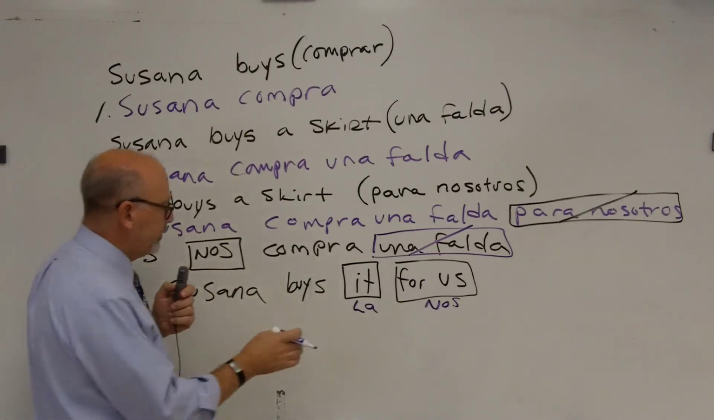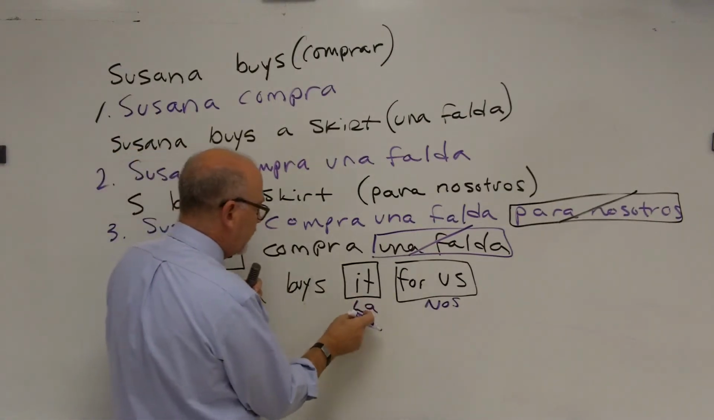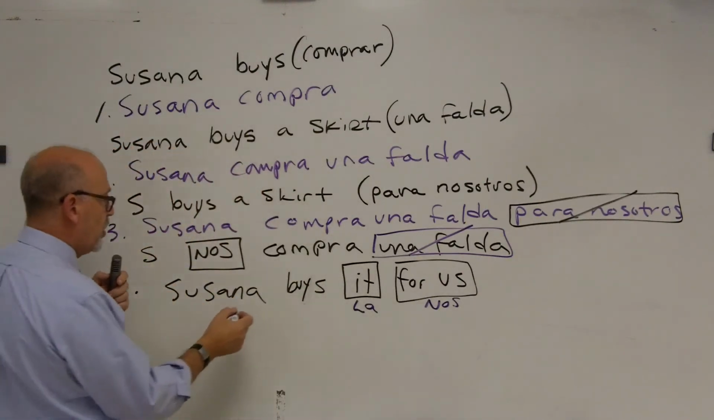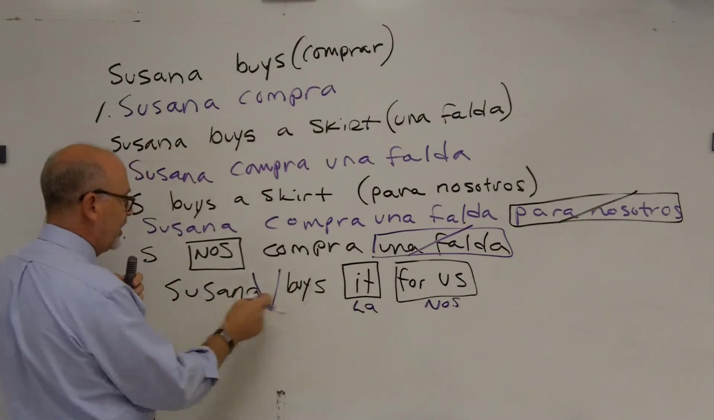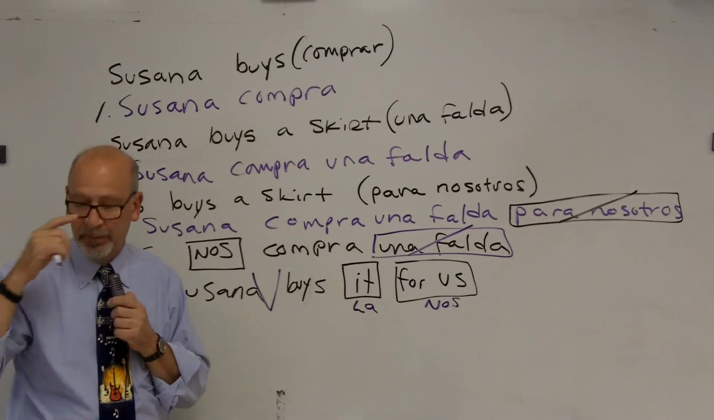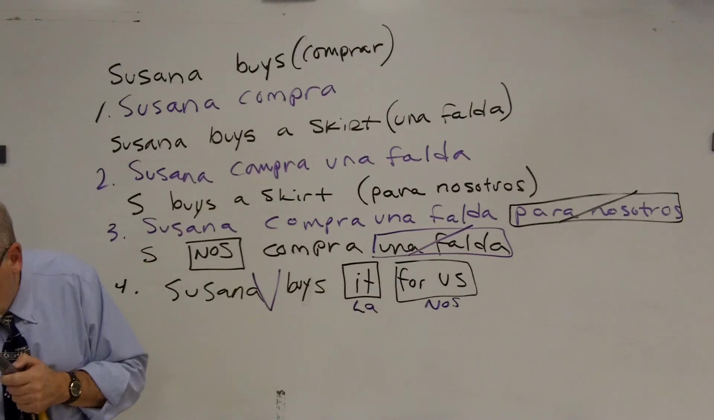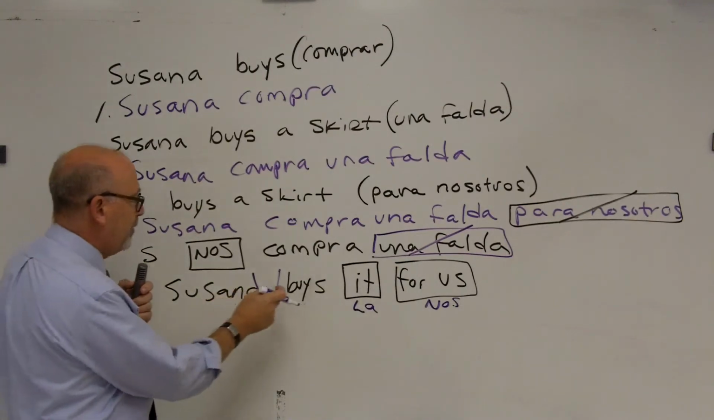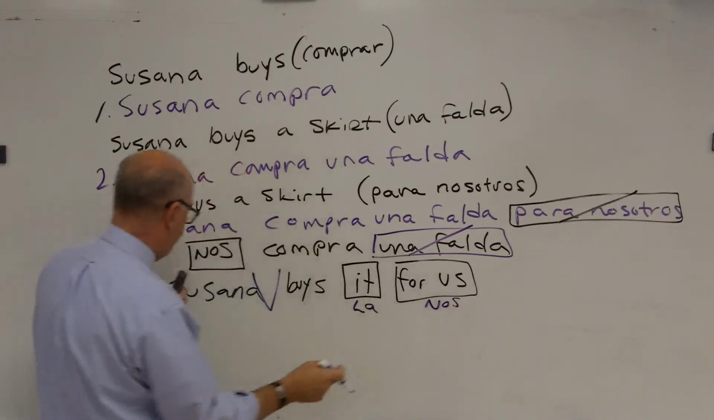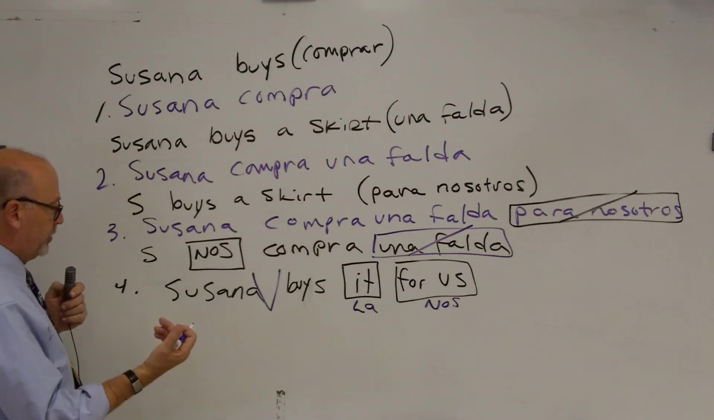Well, now we know that we have to insert la and nos. These are both bird words. They're both going to go between the subject and the verb. Now, this is where it starts to get a little bit complicated, okay? We have these two words. Susanna buys it for us. And we have la and nos. So what are we going to do?